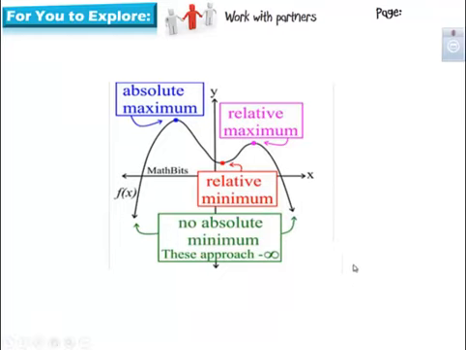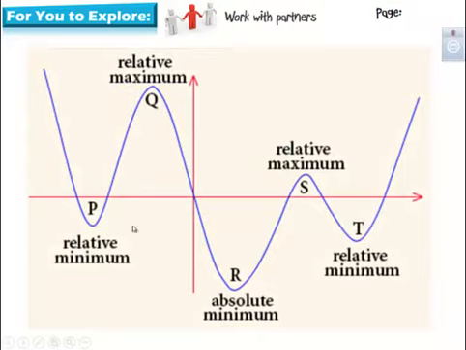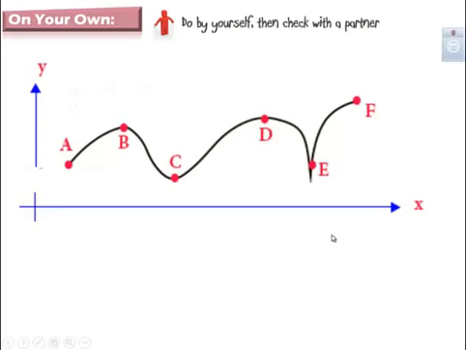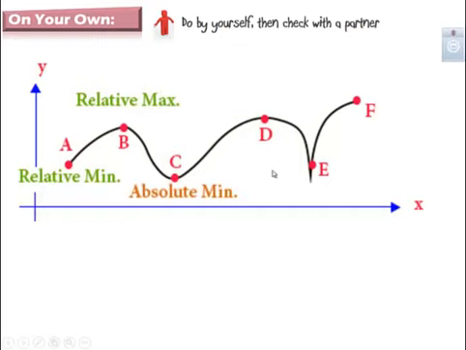If I was to give you a graph, something similar to this, could we identify each of these points? So point A right here, what would that be considered? Okay, so this is considered a relative minimum. Right here, this is not quite the highest point, so this is a relative maximum. What would C be? That looks like the lowest point, so we will call that an absolute minimum.